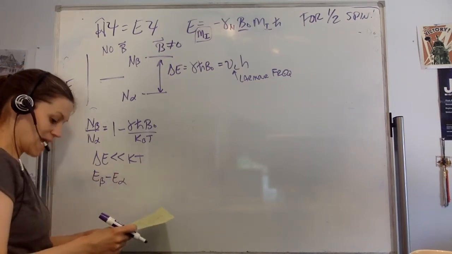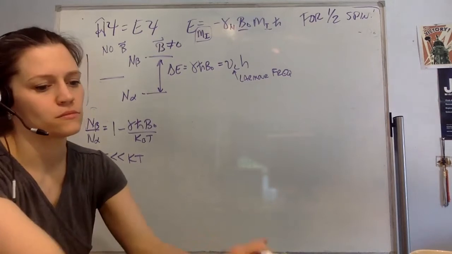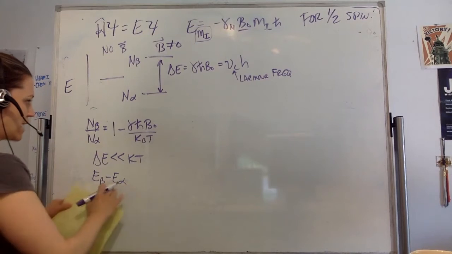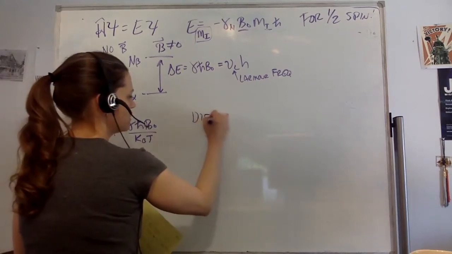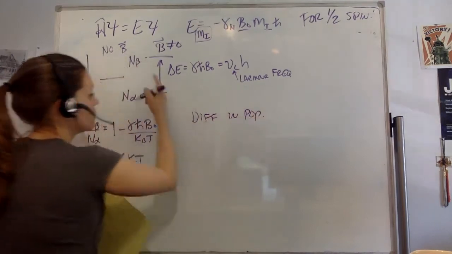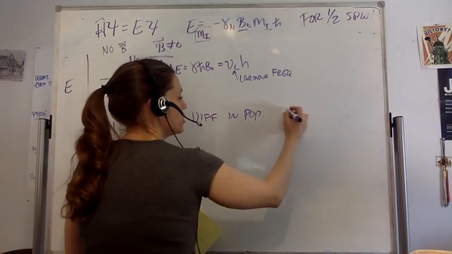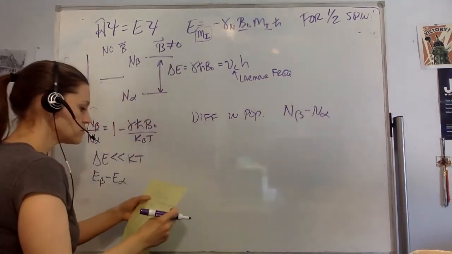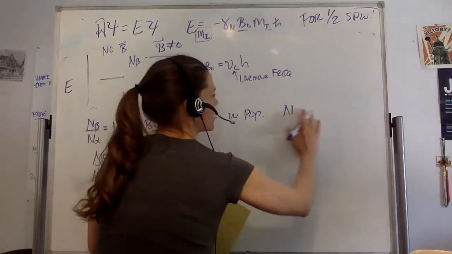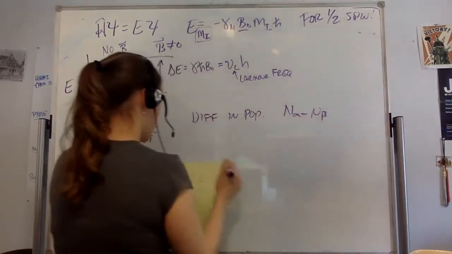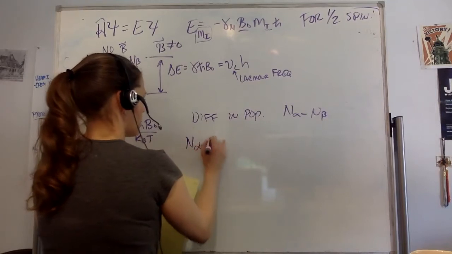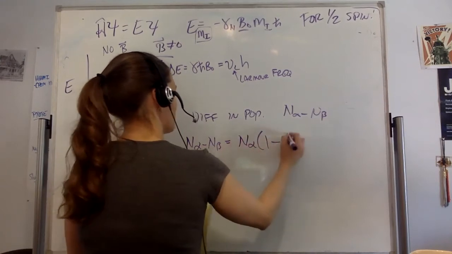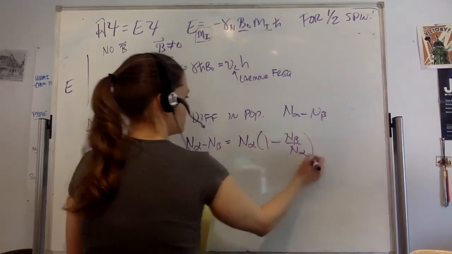So that energy difference has to be small, which is very nice that it's so small. And so if we want to look at the difference in the population between states, again, because the intensity, remember, was proportional to N beta minus N alpha, or sorry, N alpha minus N beta. So we know that N alpha minus N beta is also equal to N alpha times 1 minus N beta over N alpha. Check that out.